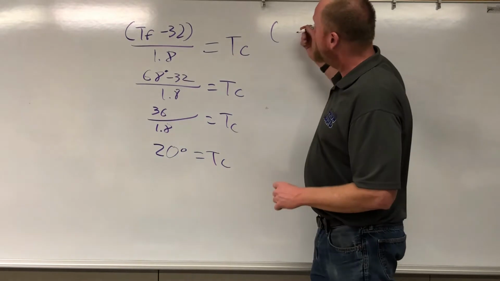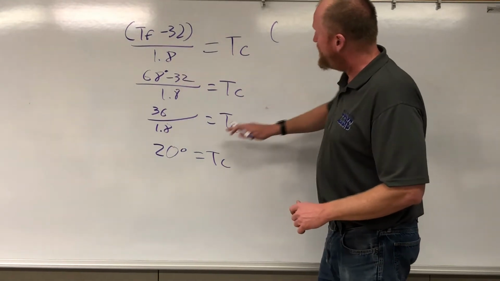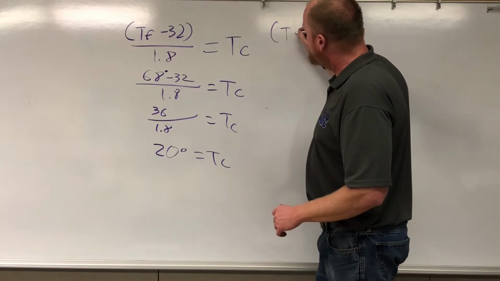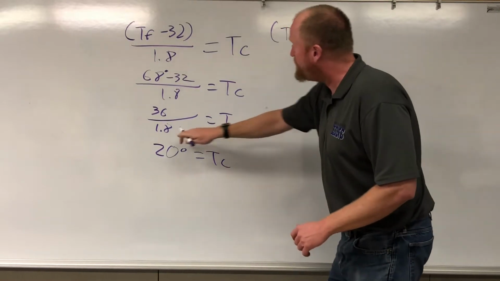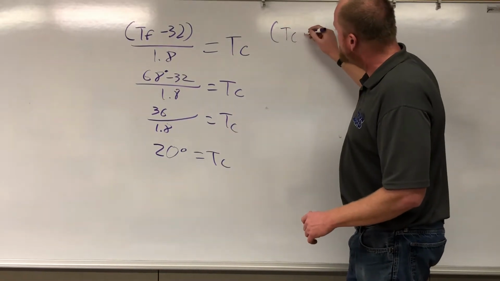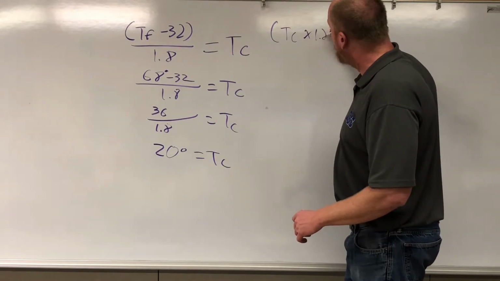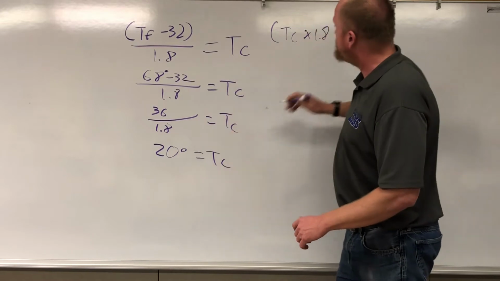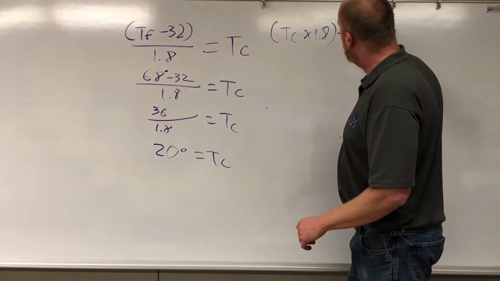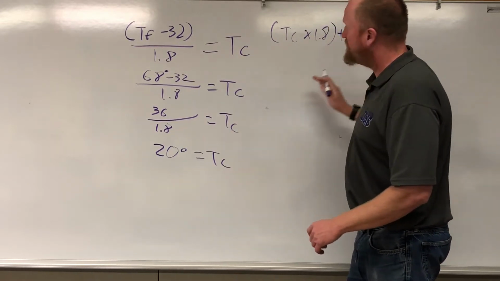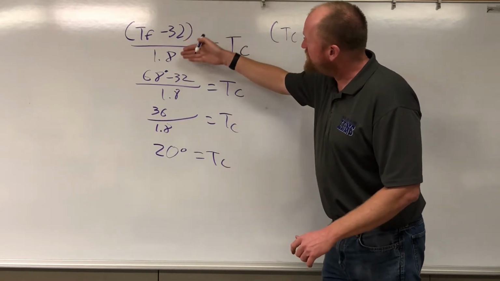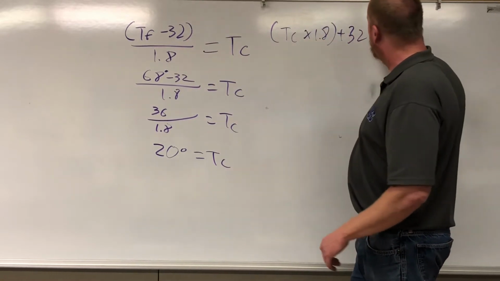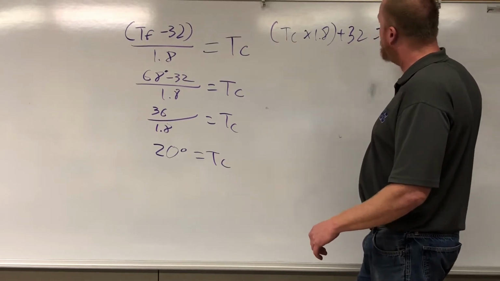Well, again, you're just doing this backwards. The last thing we did was divide by 1.8. So, temperature Celsius times 1.8. And then, the first thing we did was subtract 32. The last thing we do here is add 32. You're just doing it backwards. Temperature Celsius times 1.8 plus 32. And that's going to give you your temperature in Fahrenheit.